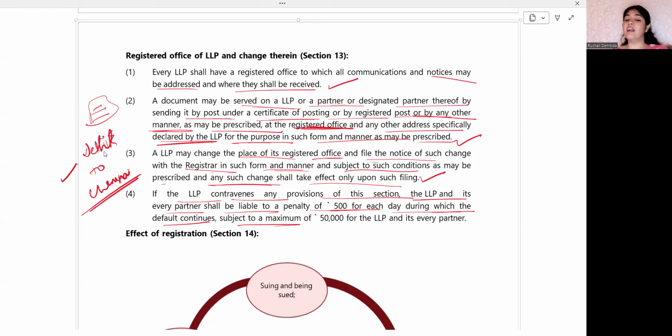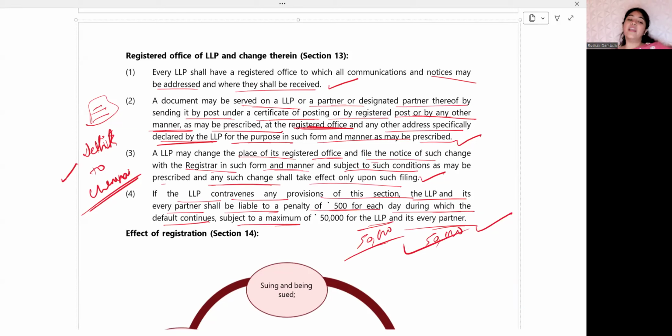So you can see that 100 days of default is allowed. Like, not allowed, but you have the maximum penalty for 100 days of default. And the liability will be the same on the LLP and its partner. The partner will also have to pay 50,000 and your LLP will also have to pay 50,000. If the default is of the LLP, the LLP will pay. If it is the fault of the partner, the partner will.